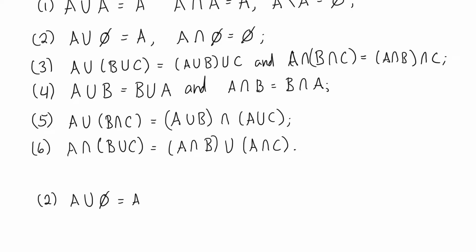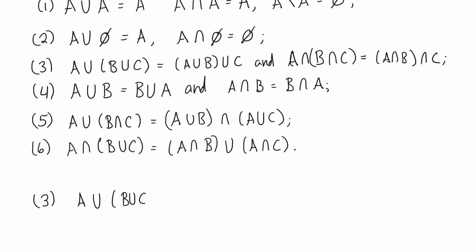Next, A union the empty set is equal to A. This is because, again, the union, we take everything from both sets and put them into one set, but the empty set's not going to contribute anything new to this union, so it just remains A. And A intersect the empty set. The intersection takes everything that both sets have in common, but since the empty set doesn't have anything in it, they have no elements in common.